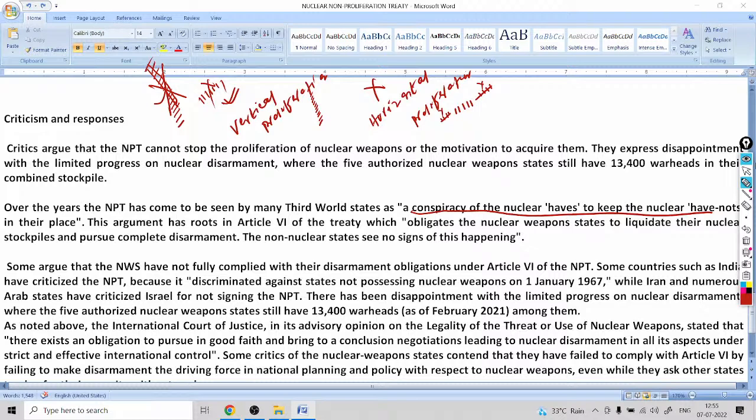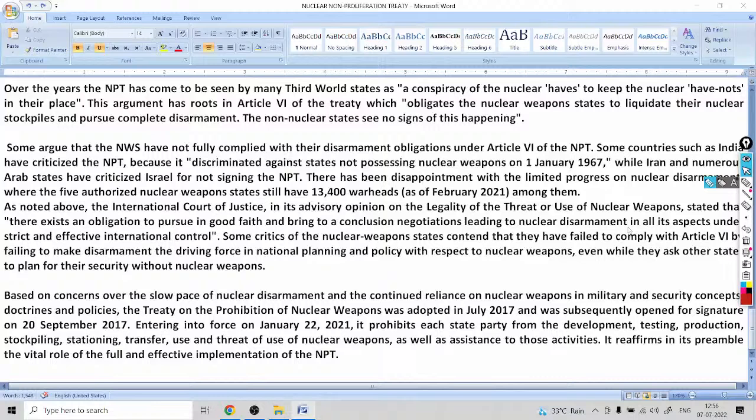Some countries such as India have criticized the NPT because it discriminated against the states not possessing nuclear weapons on 1st January 1967. While Iran and numerous Arab states have criticized Israel for not signing the NPT, there has been disappointment with the limited progress on nuclear disarmament, while the five authorized nuclear weapon states still have more than 13,000 warheads among them. That means they have a large amount of nuclear warheads, and every year they are adding to that. Whereas, in the military and security doctrine and policy of other countries, the Treaty on Prohibition of Nuclear Weapons was adopted in 2017.